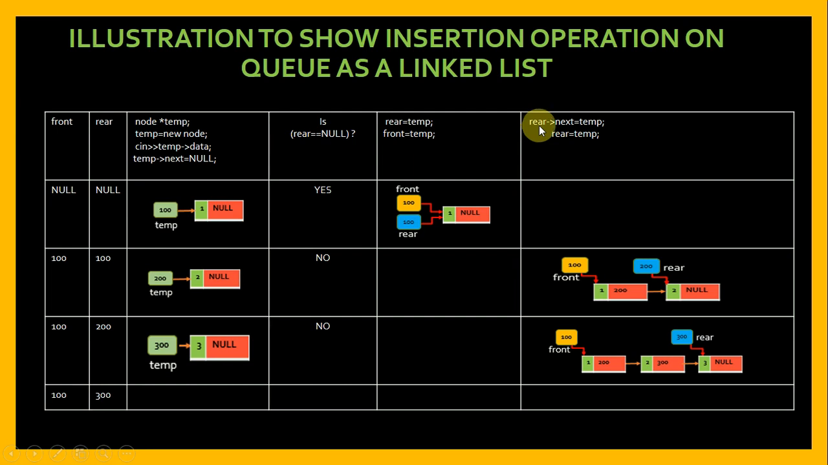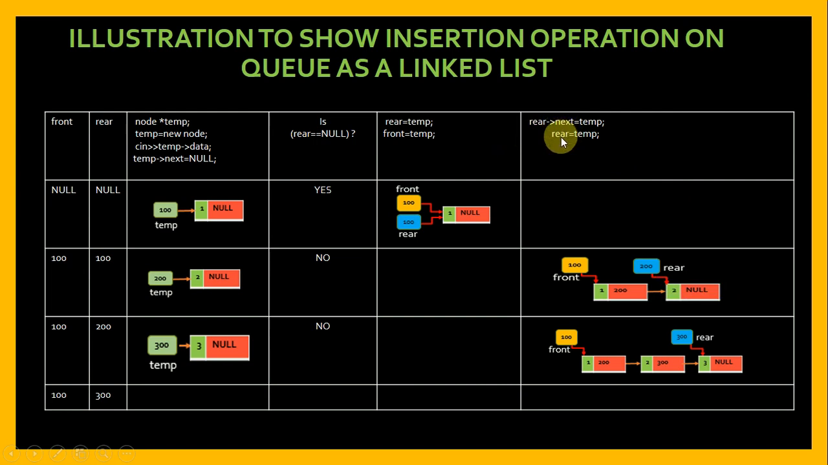Now you can understand, see it is written here rear arrow next is equal to temp. So my rear currently is 100, and in the next of rear I am storing the address which is stored in temp. The address stored in temp is 200, so 200 will be stored here. So you can see here this is my first node, and it contains 1 and it contains 200, which is the address of the new node. This is my new node.